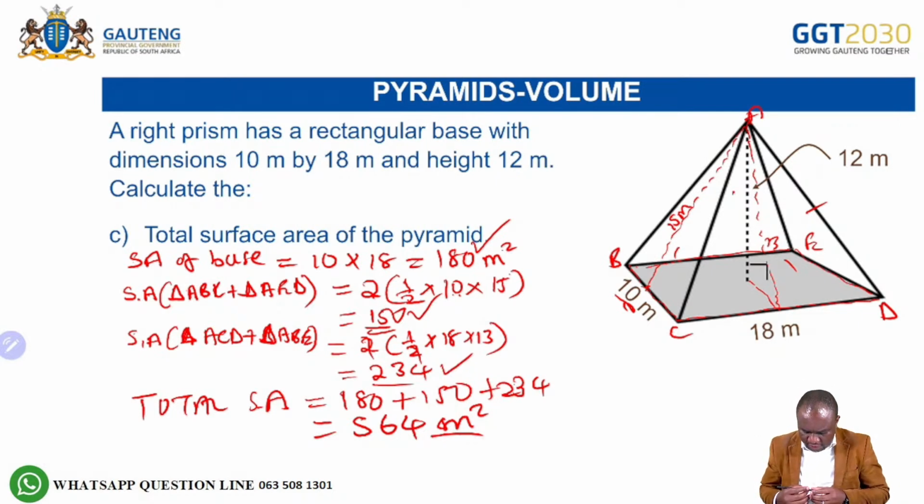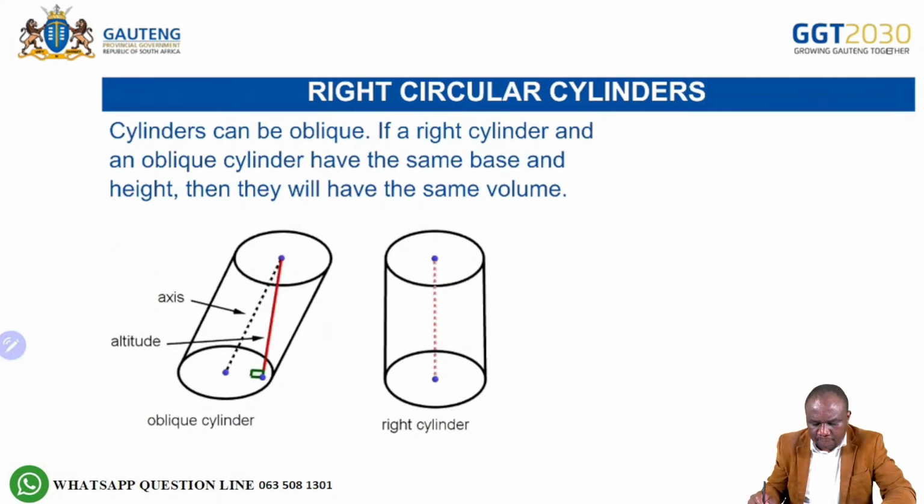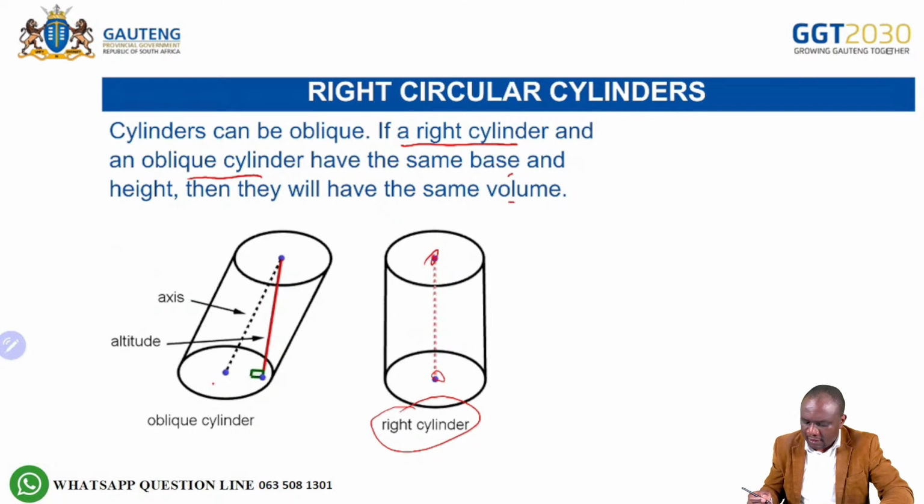Okay, now let's go to the cylinders. Cylinders can be oblique, just like the pyramids. If a right cylinder and an oblique cylinder have the same base and height, then they will have the same volume. Like these two, if they have the same base and height, then they have the same volume. Okay, this is the right cylinder, center to center. You see that? Okay, right?